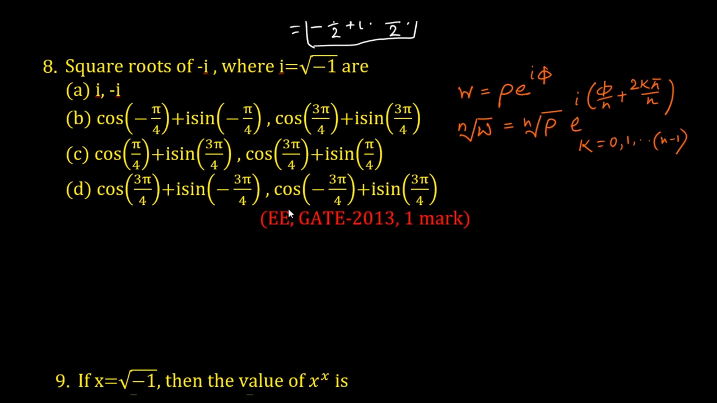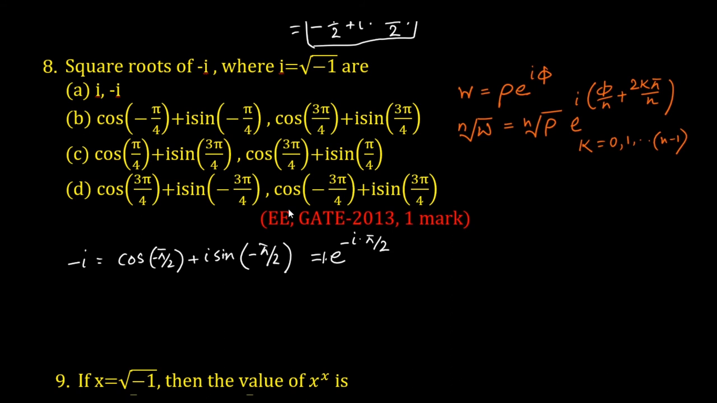So this gives the nth roots of the complex number W. If we have to find the square root of a complex number, firstly we need to think what its polar representation will be. The polar representation of minus i can be written as cos of minus pi by 2 plus i sine of minus pi by 2. Cos minus pi by 2 is 0, and sine minus pi by 2 is minus 1, so that is minus i. So this is e to the power minus i pi by 2. So I can further write it as 1 into e to the power minus i pi by 2.